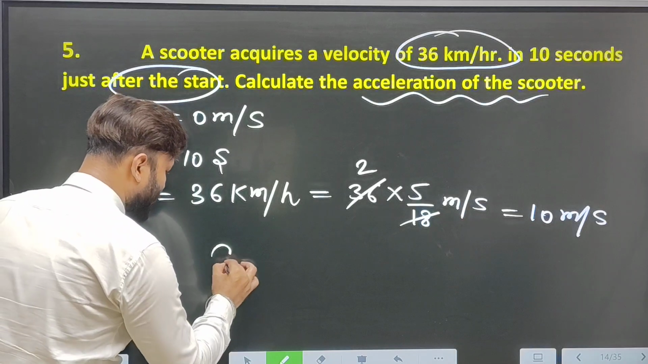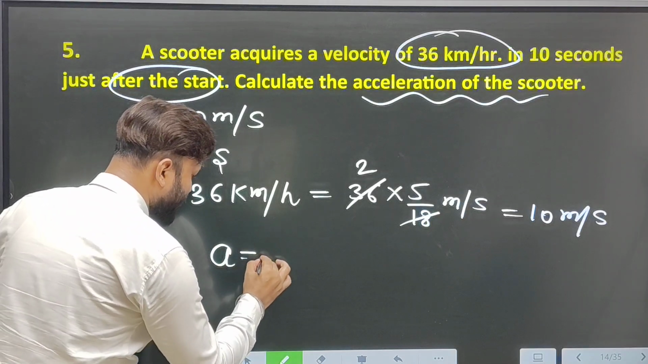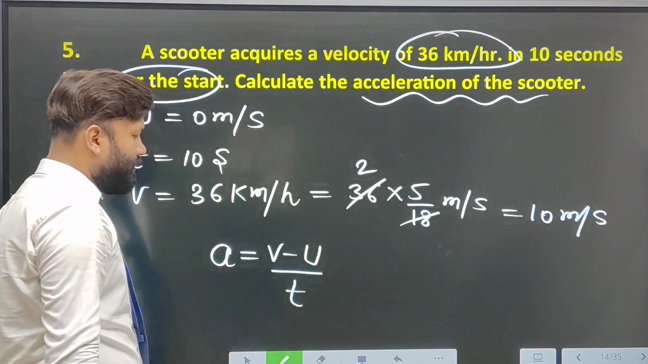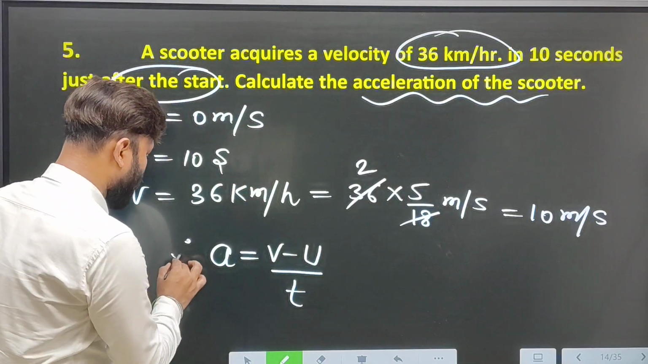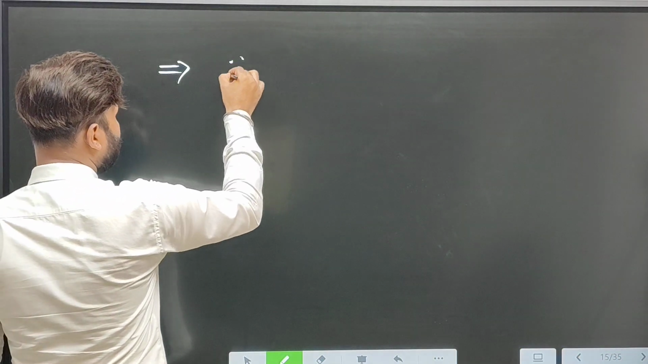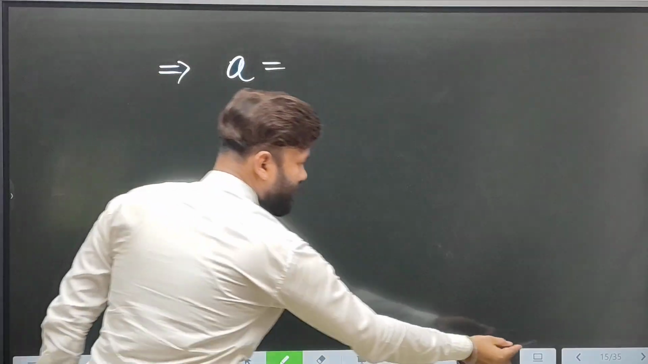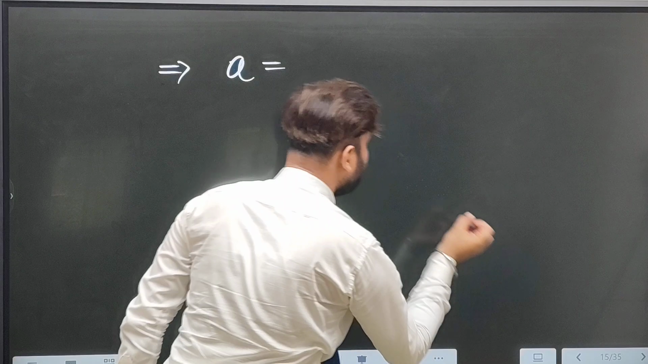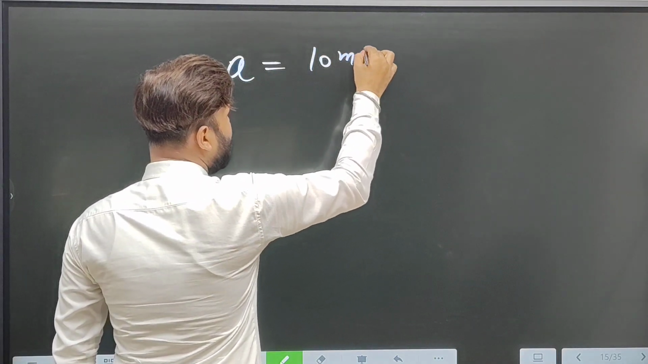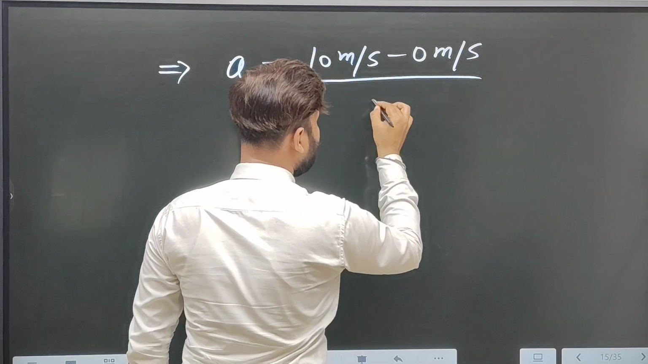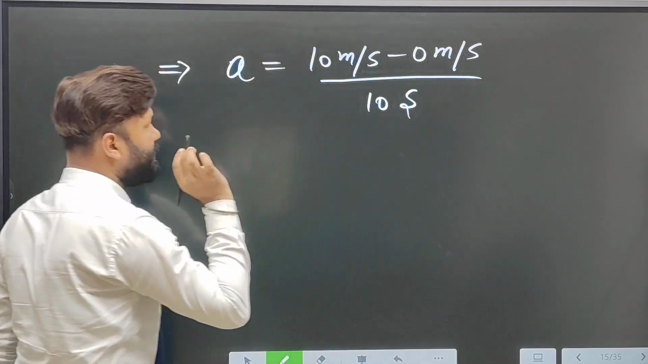So what is the formula of acceleration to calculate? a is equal to v minus u by t. So from this formula we can find the acceleration. How much? v is given, 10 meter per second, u is 0 meter per second, and time is 10 second, students.